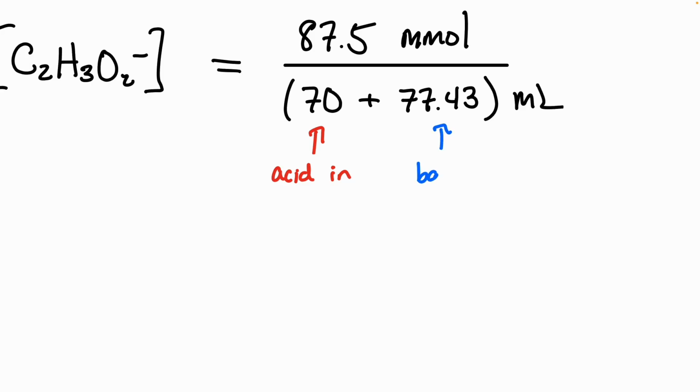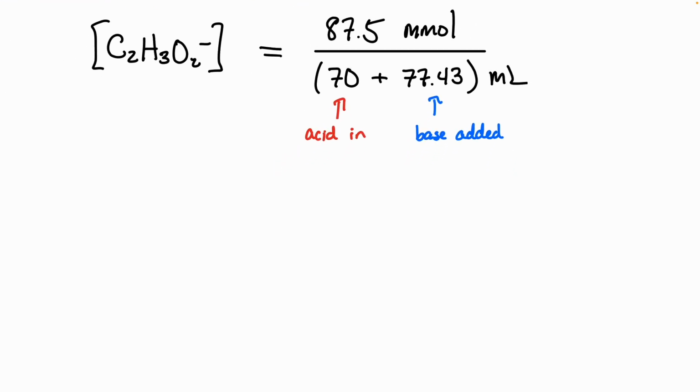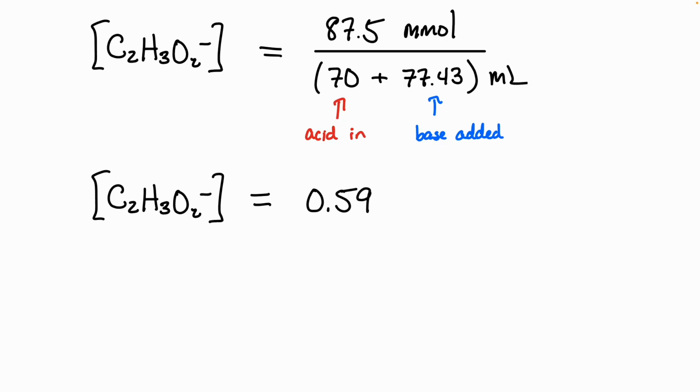All right, so this was how much base we added in order to get to that equivalence point. So at my equivalence point of a weak acid strong base titration, all I have is a solution of weak base, and I need to calculate that solution of weak base. I get a concentration of 0.59 molar.